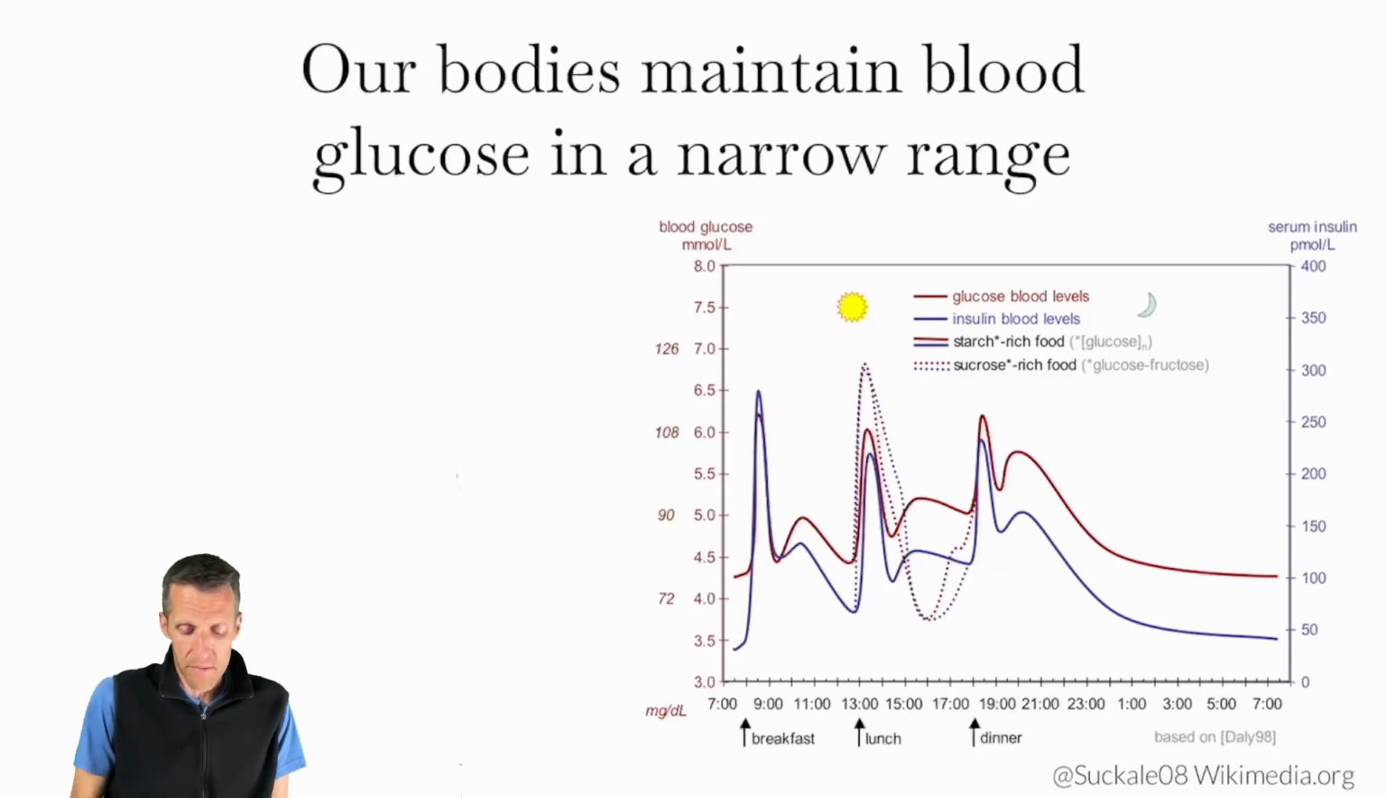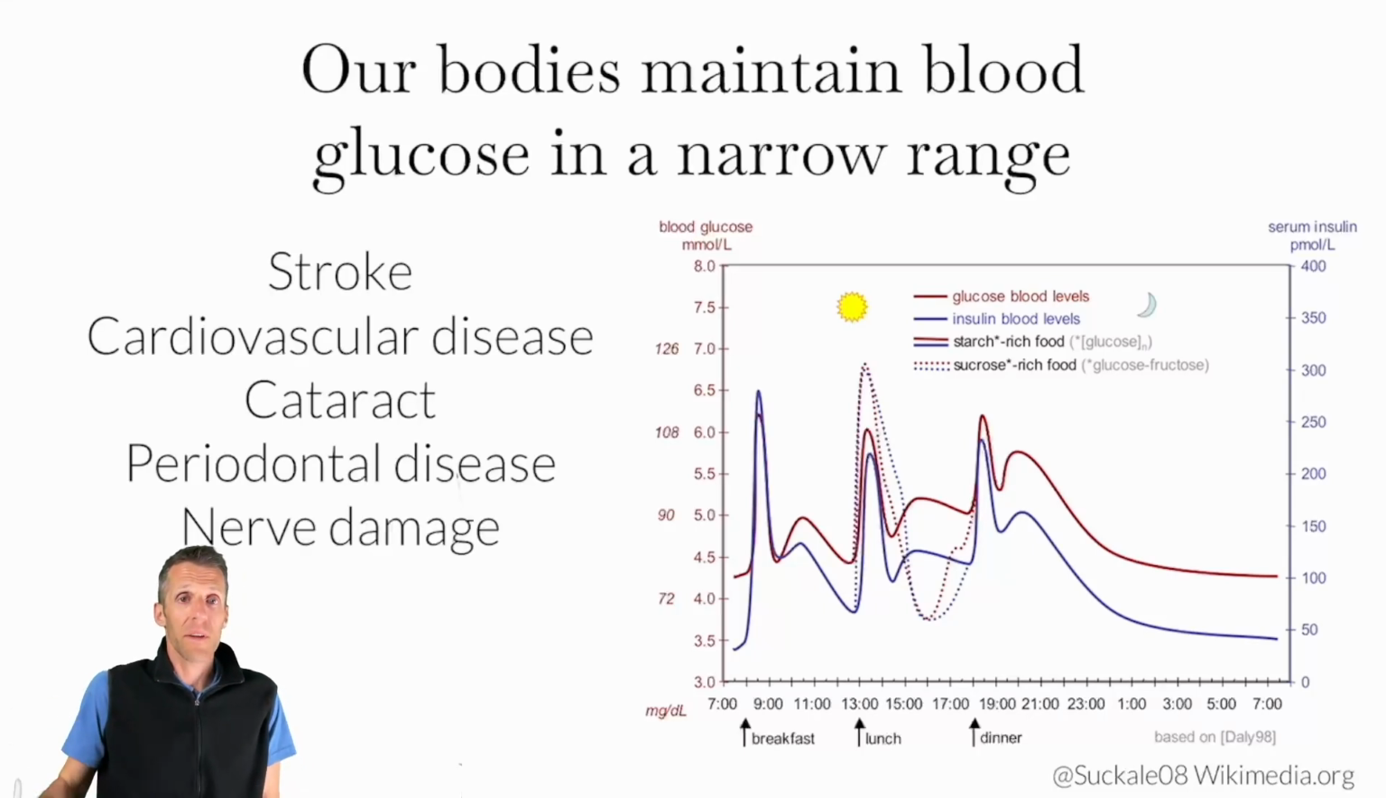And it's really important that it's maintained because if you, say, have elevated blood glucose for extended periods of time, all kinds of negative outcomes can happen: stroke, cardiovascular disease, cataract, periodontal disease, nerve damage. And this is one of the reasons that diabetes, which is a dysregulation of this process, is so bad, because it leads to all of these downstream consequences.